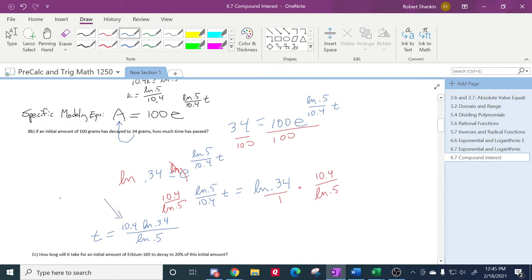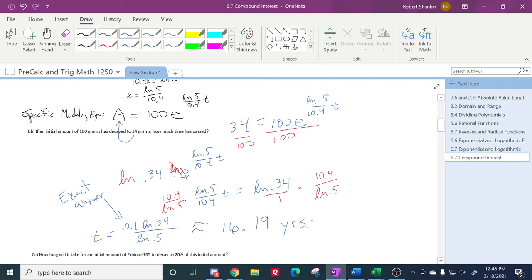This is what I call my exact answer. And then I'm going to punch it out on my calculator. And make sure you've done that as well. And I'll come up with 16.19 if I round that years.